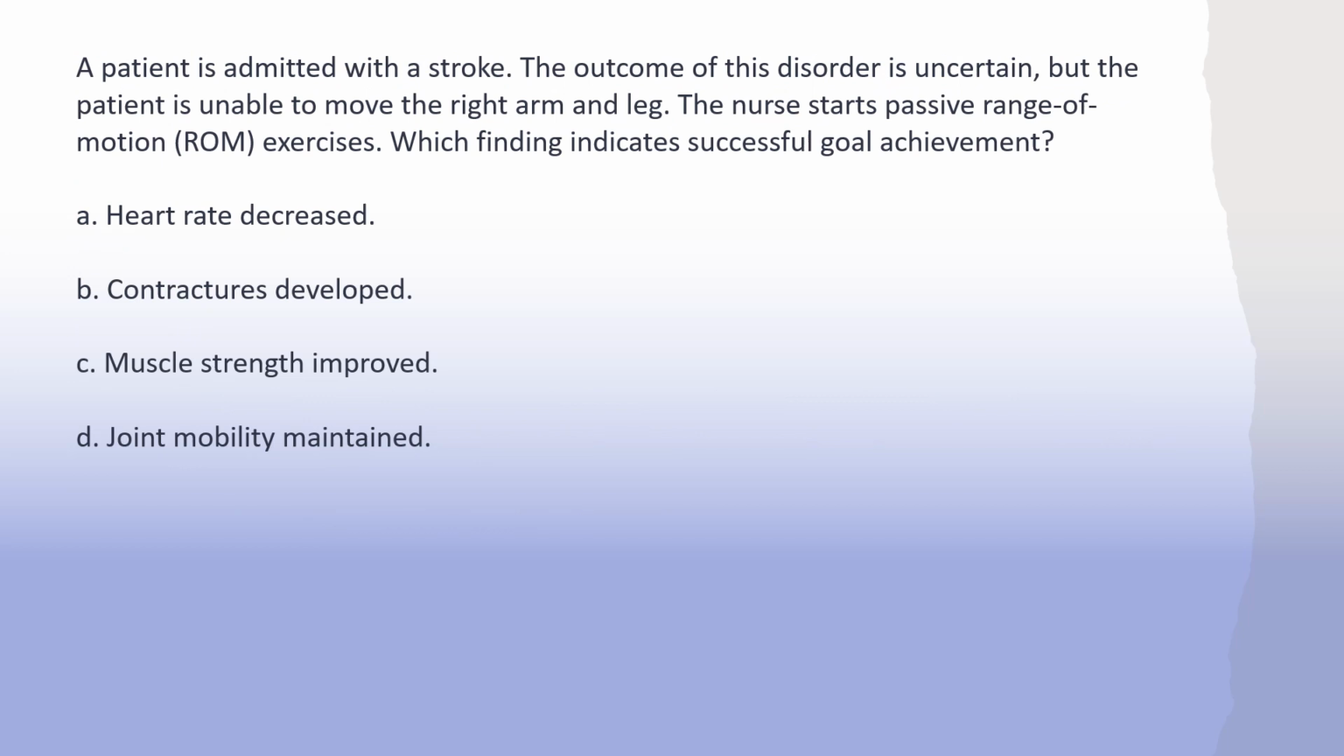A patient is admitted with a stroke. The outcome of this disorder is uncertain, but the patient is unable to move the right arm and leg. The nurse starts passive range of motion (ROM) exercises. Which finding indicates successful goal achievement? A. Heart rate decreased. B. Contractures developed. C. Muscle strength improved. D. Joint mobility maintained.